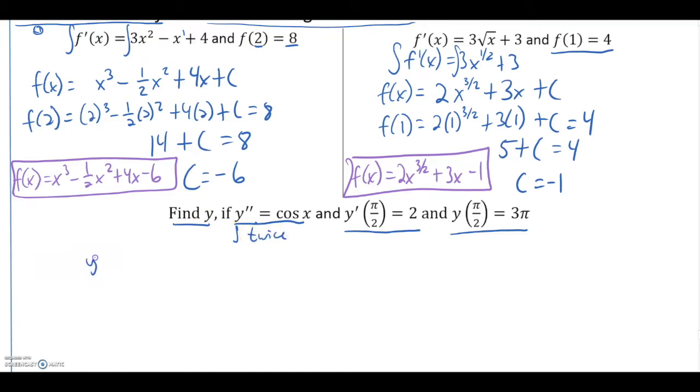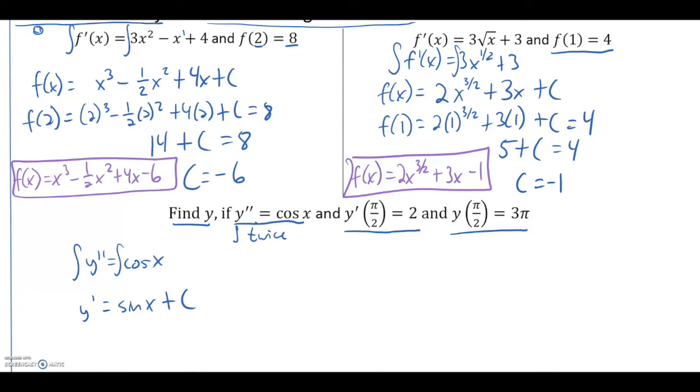And so where we're going to start, we'll start with y double prime equals cosine of x and integrate from there. But we can only jump up one level. The function that came before y double prime is y prime. And the integral of positive cosine of x is positive sine of x plus c.